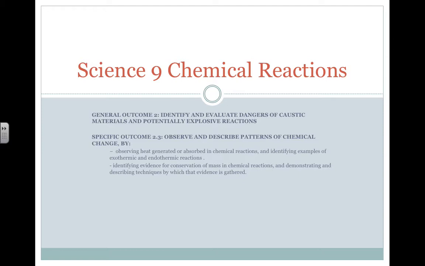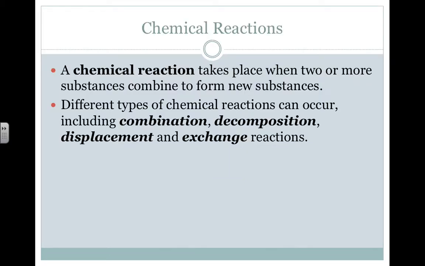So we're observing and describing patterns of chemical change in two ways. One, by observing heat generated or absorbed in chemical reactions. These are things that we call exothermic and endothermic reactions. Then also we're identifying evidence for conservation of mass in chemical reactions, and we're demonstrating and describing techniques by which the evidence is gathered. So let's jump into it.